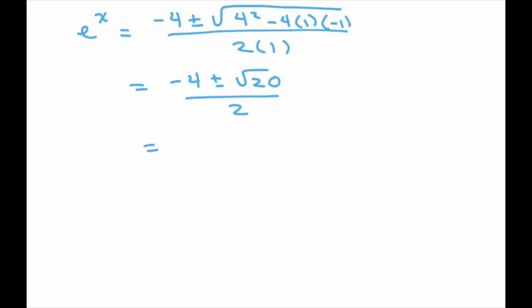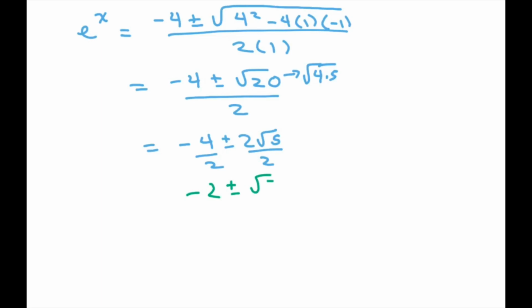And simplifying further, we get negative 4 plus or minus, this right there is square root of 4 times 5, which is 2 square root of 5. And I'll put the 2 in under each piece here. And that's going to give you negative 2 plus or minus square root of 5. So we have e to the x equals that. And therefore, we have x equals ln of negative 2 plus square root of 5.